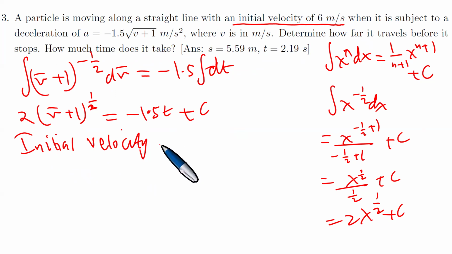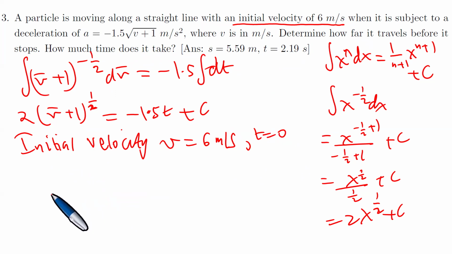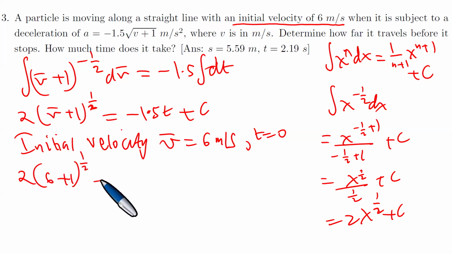What is the initial velocity? 6 meters per second. So this initial velocity of 6 meters per second is the velocity at time 0. Right, so we have 2, the initial velocity is 6, so wherever it is v, you put 6 plus 1, and then you apply the square root, minus 1.5, and you multiply by 0 time, and equals c.